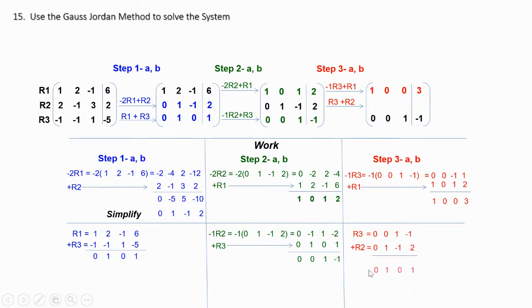So it's going to give me 0, 1, 0, 1. That's my new row 2. This means that x equals 3, y equals 1, and z equals -1. That's my solution, guys. Okay. So let's move on.